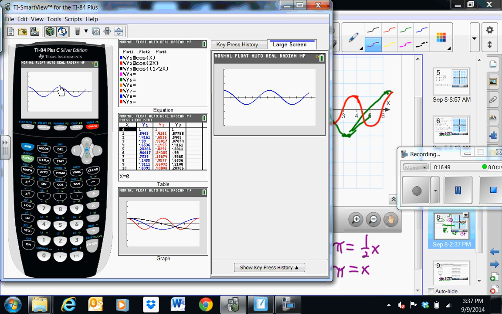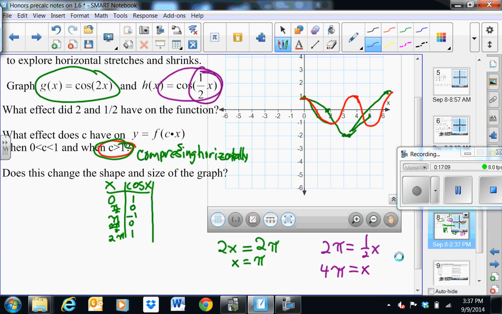So here's one period of the blue, 2 periods of the cosine x, 1 period of cosine 2x, another period, another period. Now we have our cosine of 1/2 x going from 0 to 4 pi. So if 0 is less than c is less than 1, that's stretching all of our functions horizontally.